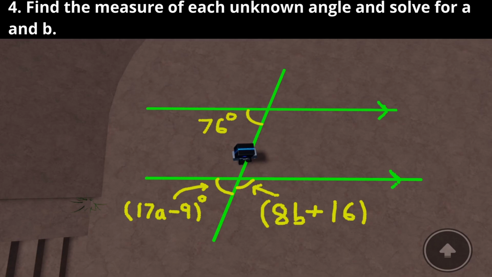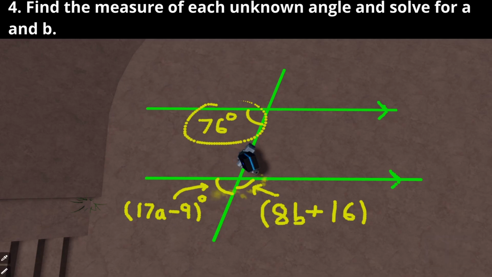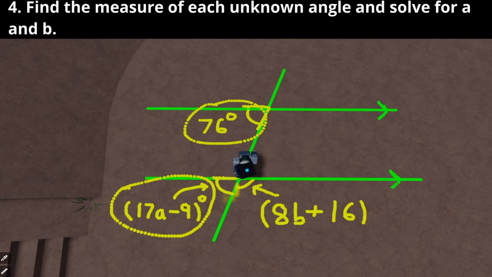To do this problem, I need to find some angle relationship that I can start with. Well, what I can realize is that 76 is equivalent to 17a minus 9. And how do I know that? Notice that they're drawn the same way. You have this line to the right that goes down to form that 76-degree angle, and you have a parallel line that goes to the right and then goes down along that same transversal line to form the 17a minus 9 angle. Therefore, these angles are the exact same because they've been drawn the exact same way.